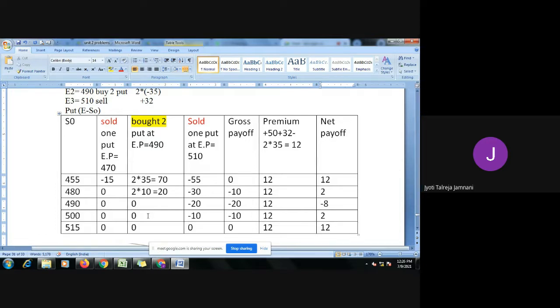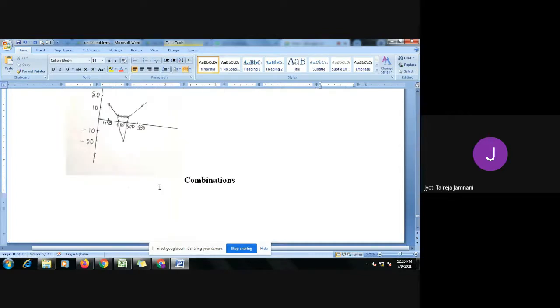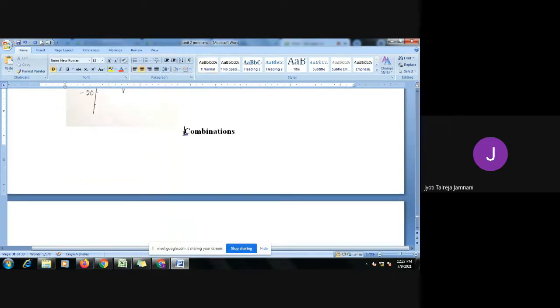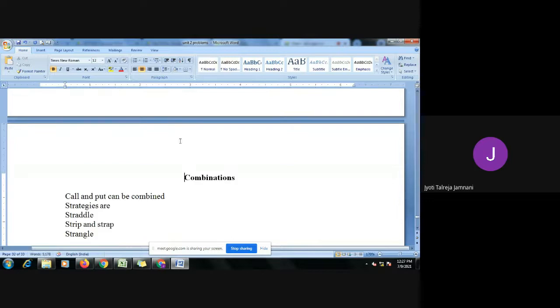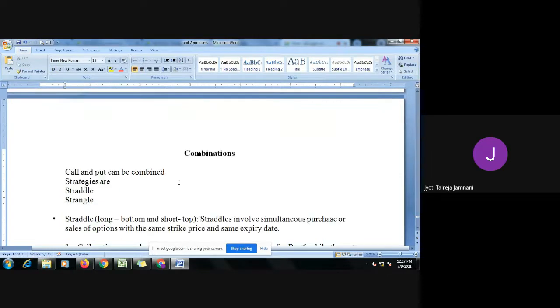We did sums on bull spread, bear spread, and 4 sums on butterfly spread, 2 on call option and 2 on put option. There are 3 strategies in options. First was hedging sums that we have done. Second is spreads. In spreads, we had bull, bear, and butterfly. Now the third we are doing is combinations. There are many more strategies. I'm just teaching you the ones which are popularly used. So in combinations, we will discuss straddle and strangle strategies.